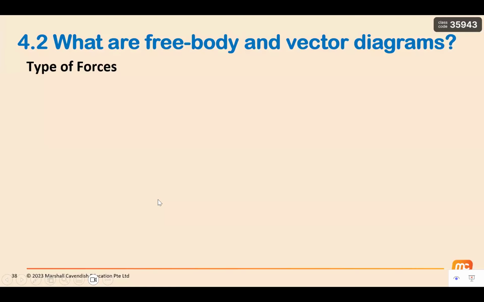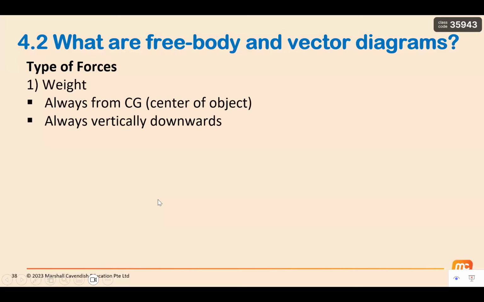Okay, so before we start, we need to identify all the different types of forces that are possible. I'm going to introduce to you some of the common types of forces available, and then we will try to apply them to questions later on. The first one, very common: for all objects on Earth, or mostly all objects, there will be a force called the weight, or the gravitational force. The gravitational force is always drawn from the center of the object, or we call it the center of gravity of the object, which we'll cover in the next few chapters. It is always from the center of the object, and it is always acting vertically downwards.